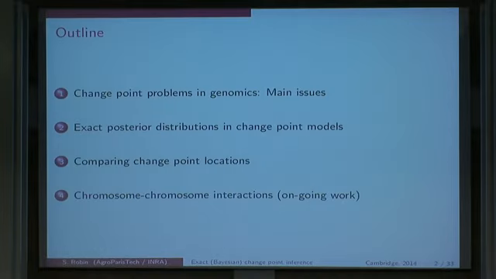So first, I'd like to say a few things about some general change point problems you may face when you deal with genomic data. And then I'll enter into the core of this presentation, which is about the fact that you can do Bayesian inference in an exact manner for change point problems. And you can apply this kind of result to do the comparison of change point locations when you have several series. And then if I have time, I'll go to this chromosome-chromosome interaction problem, which is a kind of 2D segmentation problem, but that can be cast in a nice framework as well.